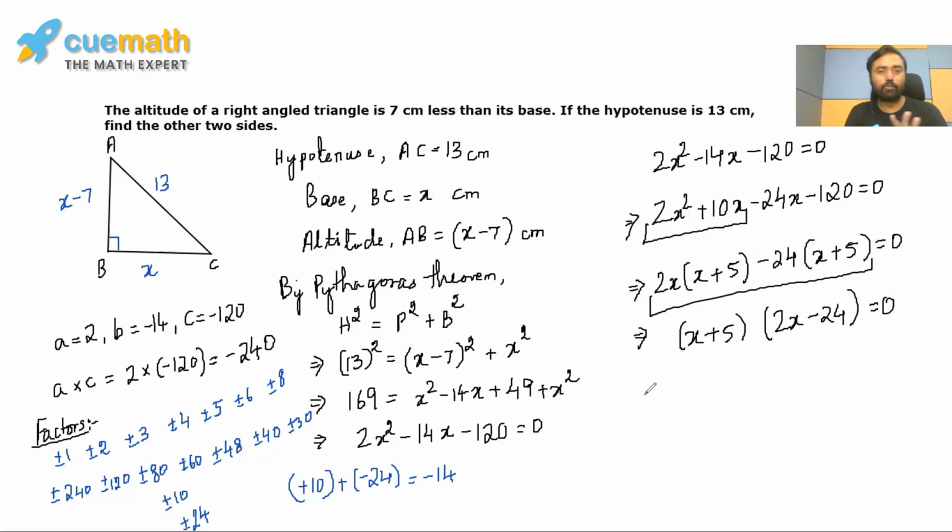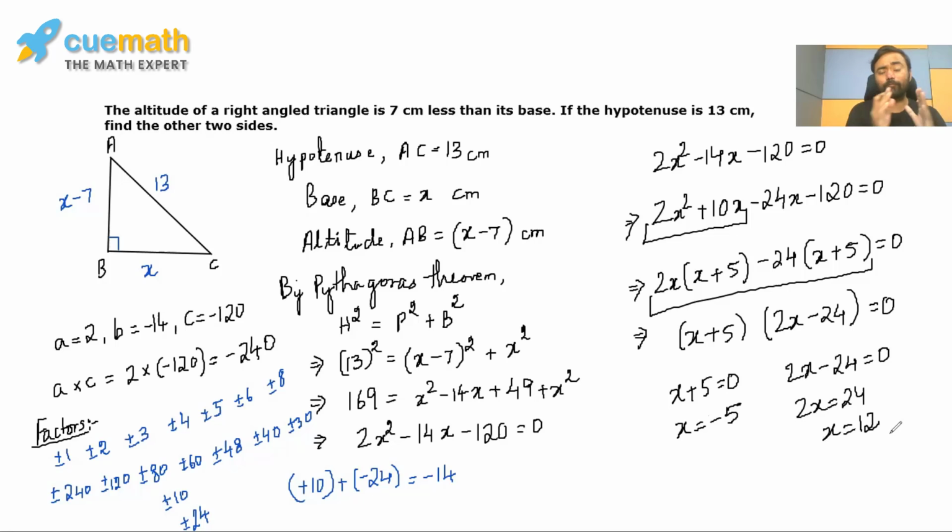Now we have the two factors. We can find the two roots from here, so we'll equate each of the factors with 0 individually. So x plus 5 is equal to 0, x equals negative 5. 2x minus 24 is equal to 0, so 2x is equal to 24, and x is equal to 24 by 2, that is 12.